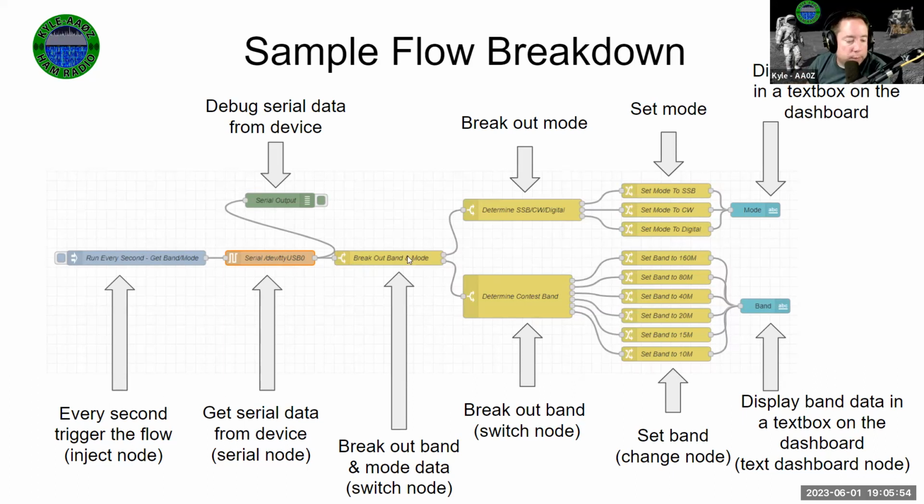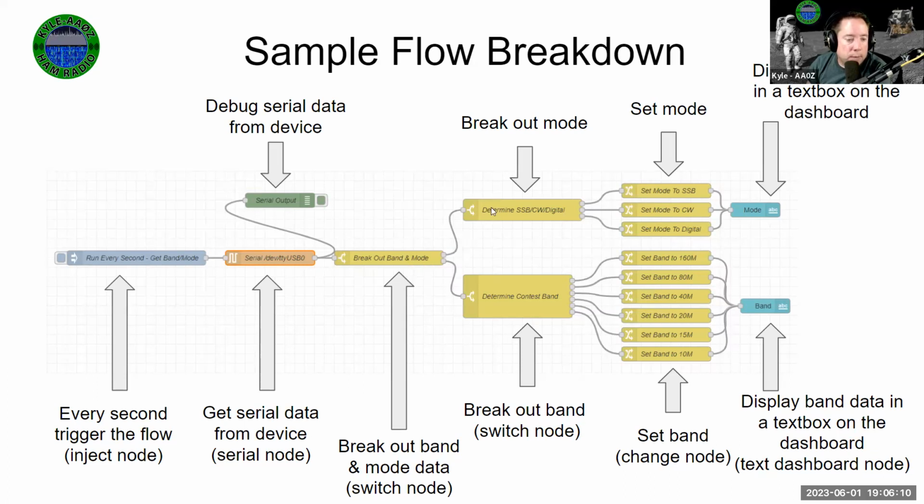So now we need to break out that band and mode based on, like, is it a value or is it a word? Is it CW or is it a number? Maybe the number is 40, right, for 40 meters. So we do that in the switch node, and we break that out.